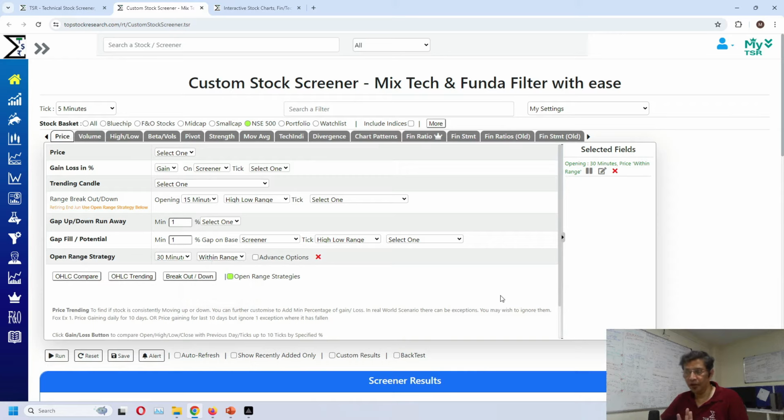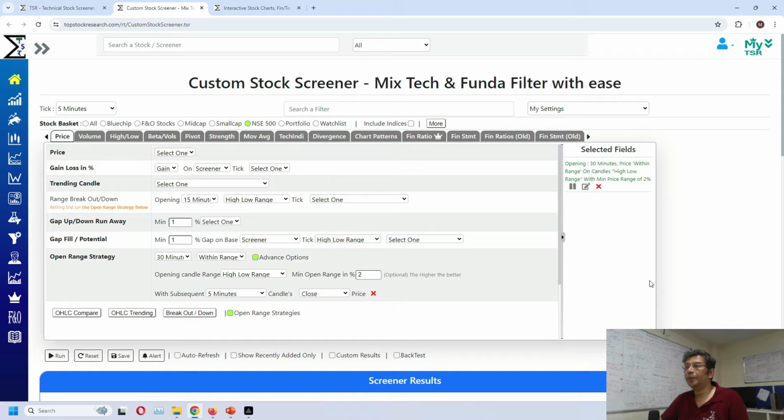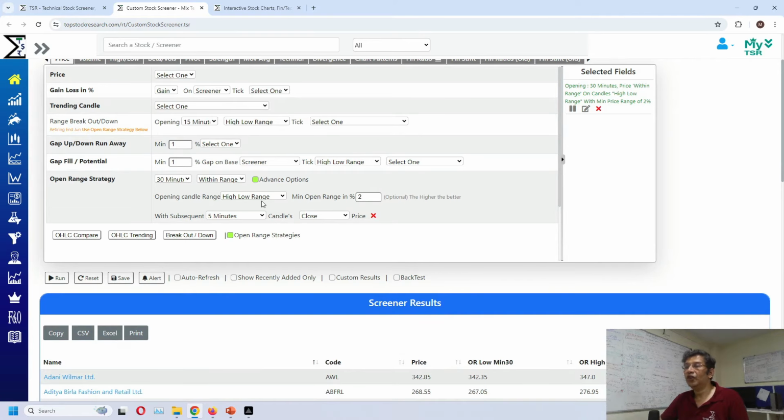So these are three simple strategies that you can look for: open range on any tick, within range, breakout, and breakdown. Now, also what you would want to do is try out other strategies which can be more complex. So what you can do is look at the advanced option in open range.